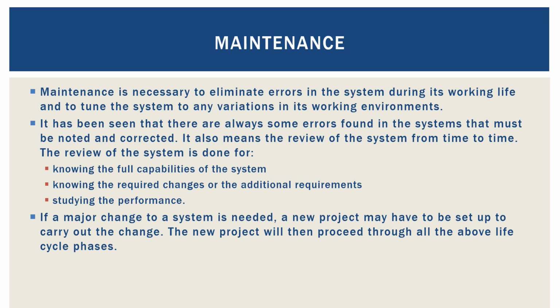Maintenance is necessary to eliminate errors in the system during its working life and to tune the system to any variations in its working environment. It has been seen that there are always some errors found in the system that must be noted and corrected. So it also means the review of the system from time to time is important. The review is done to know the full capabilities of the system, the required changes or additional requirements, and to study the performance. So maintenance is either corrective, adaptive, or otherwise. Either we want to correct something, or we want to keep the system adaptive to changes in the environment.